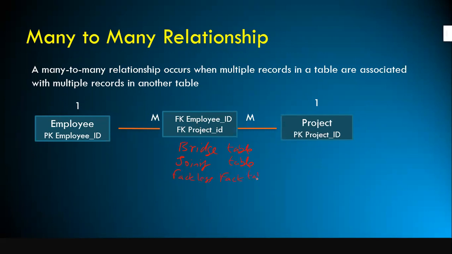Factless fact table. So why is it called a factless fact table? First of all, what is a fact? A fact is nothing but a numeric value. In the fact table, we have the combination of all the dimension tables' key columns. Along with that, we store the measures like number of units sold, total sales, gross sales, net margin, COGS, cost of goods sold. These are numeric values. Facts are nothing but numeric values. In the fact table, we store the numeric values along with the dimension key columns.